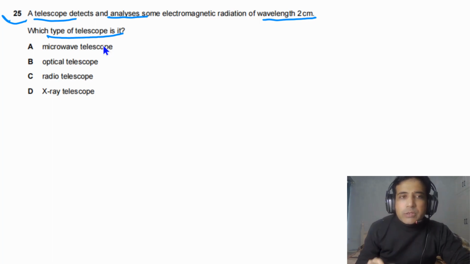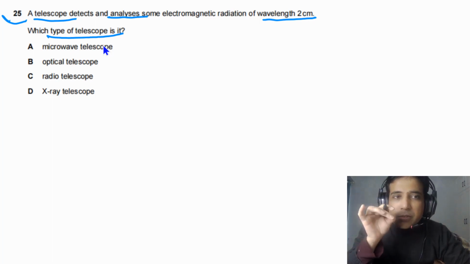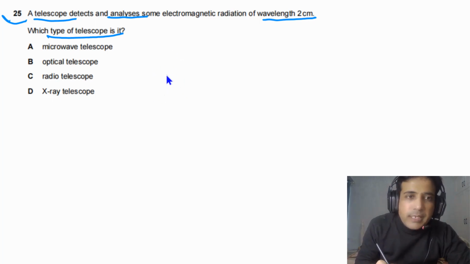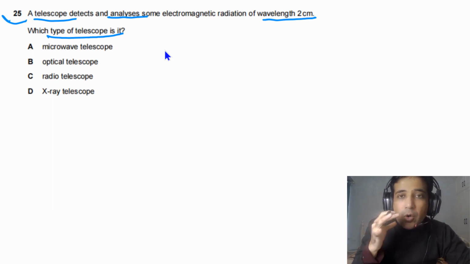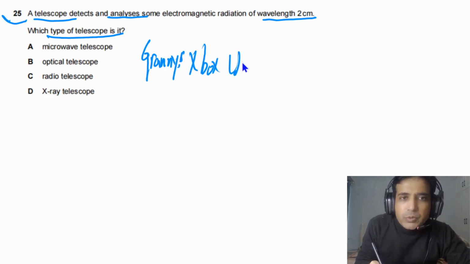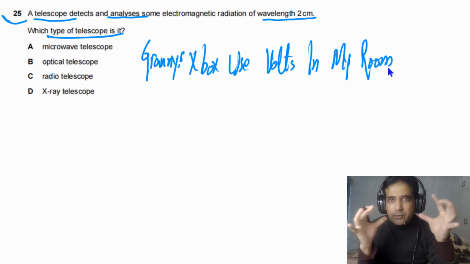So we need to understand the type of wave this telescope is detecting, and then based on that, we can find out the type of telescope. First of all, let's try to understand the wavelength of electromagnetic radiation. In order to remember the order of electromagnetic radiation, simply remember "Granny's X box, use volts in my room." And you can remember the order of electromagnetic radiations.